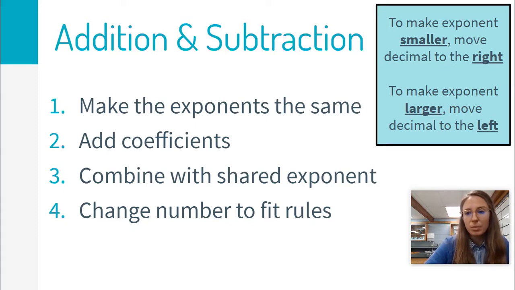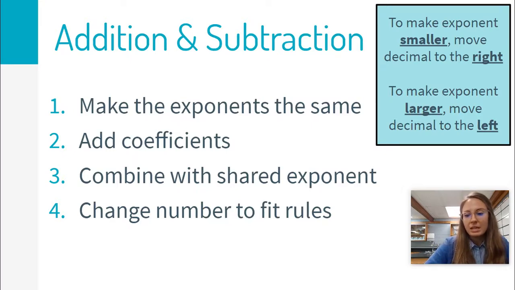Now up in this blue box are some very important tips for you to make an exponent smaller. So this is going to mostly help you with step number 1. If you need to make an exponent smaller, you need to determine how many values smaller it needs to be. Let's say that the exponent is 4 and you need to make it into a 3. So you are decreasing the exponent by one value, then you are going to move the decimal on the coefficient to the right one space.